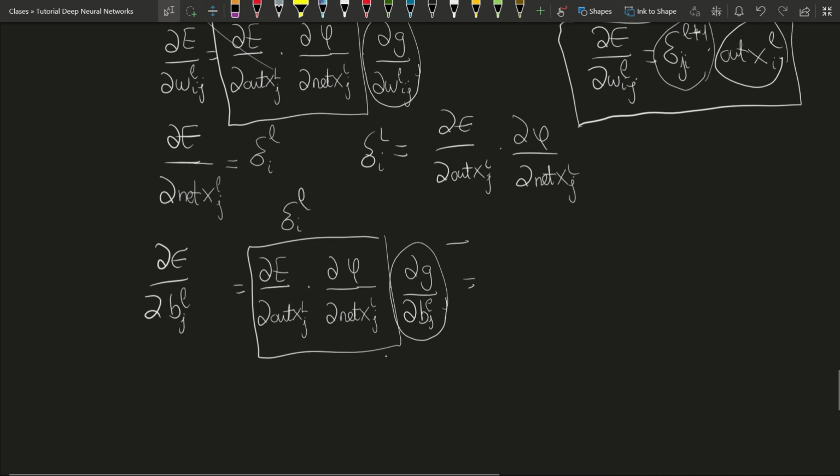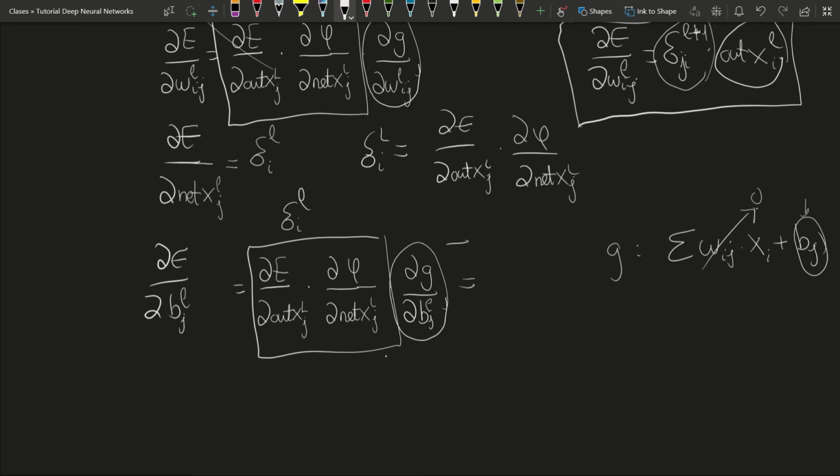delta. But here it will be different because the function g or f, whatever you want, was the sum of a weight multiplied by the neuron, and we add the bias. So if we want to do the derivative with respect to the bias, if this is the variable and these are constants, this will be 0, and the derivative of the variable will be 1. So this will be a 1. So the derivative of the error with respect to the bias will be delta in position i, layer L. So this will be the formula for the bias.